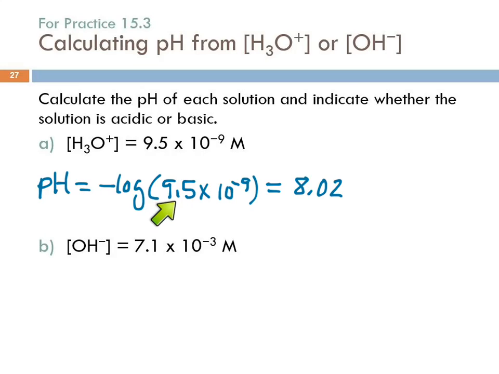This is closer to 10 to the minus 8 than it is to 10 to the minus 9. Yeah. So then this is 8. It's closer to 8. If we had 8.5, then this number would be higher.